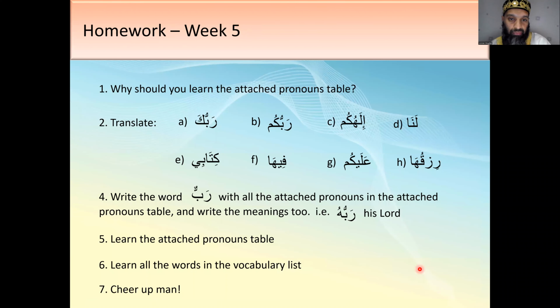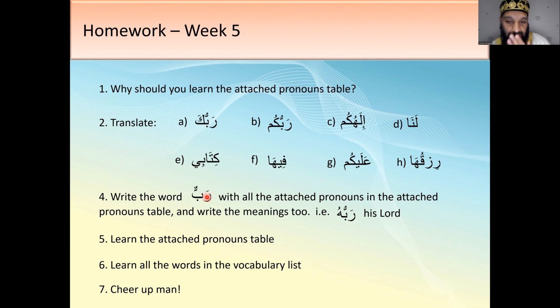And the homework is, why should we learn the attached pronouns table? The answer is because I said it's the most important table in the course, right? So that's the answer for that one. Translate these. Oh, this is important. You translate all these, yeah? Remember the next one, write a word. Is that question 4? Okay, should be question 3, but anyway. Write the word Rabbun with all the attached pronouns in the attached pronoun table. So it's going to be Rabbuhu, Rabbuhuma, Rabbuhum, Rabbuha, Rabbuhuma, Rabbuhunna, Rabbuka, Rabbukuma, Rabbukum, right?